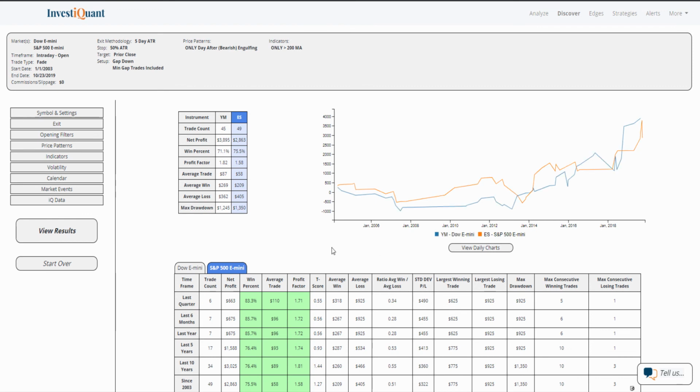But overall, a pretty interesting pattern with some nice win rates associated with it.